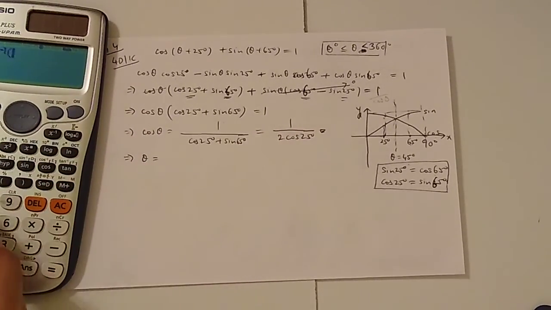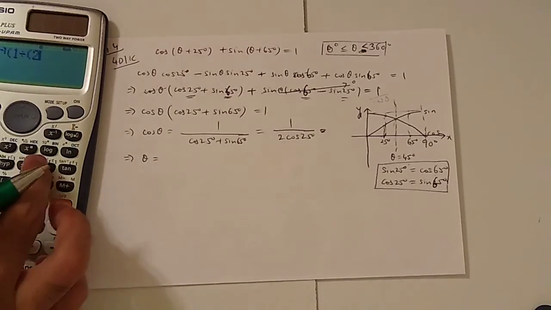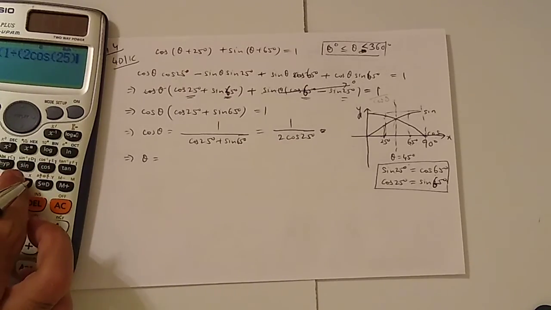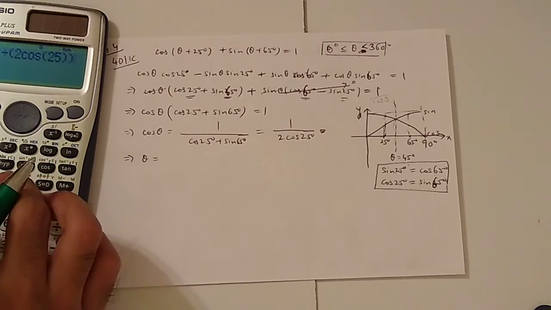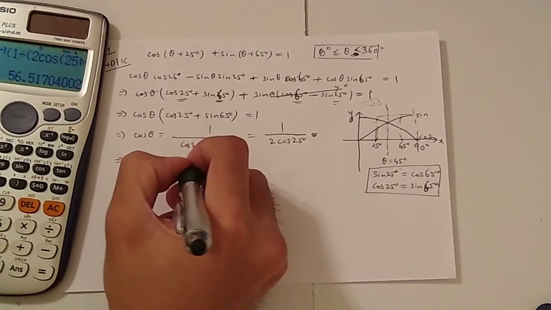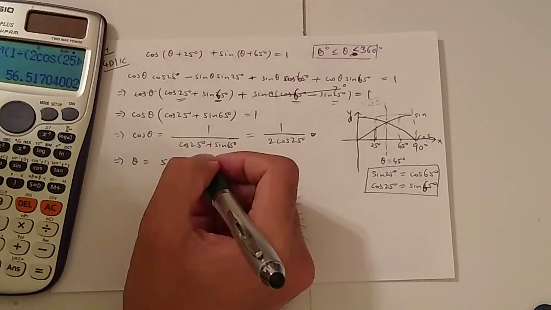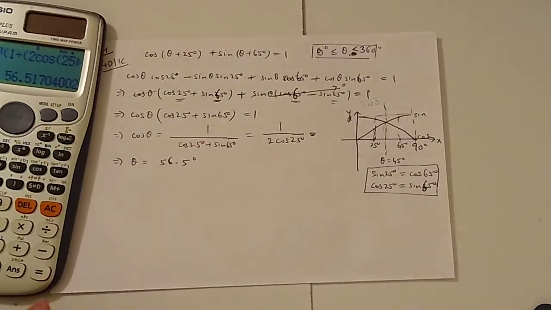cos inverse of 1 by 2 cos 25 degrees is equal to 56.5 degrees to 1 decimal place. The question is asking for 1 decimal place, so it's 56.5 degrees.